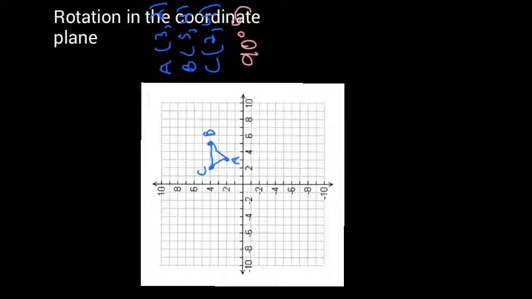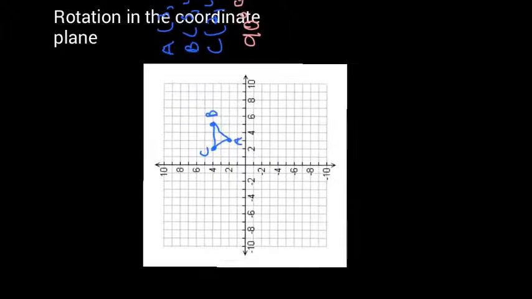Now, when you do this, you have to ignore the numbers here and just pretend that those ones are good, but all of these would be negative over here. So A would be at (-2, 3). B would be at (-4, 5). And then C would be at (-4, 2).